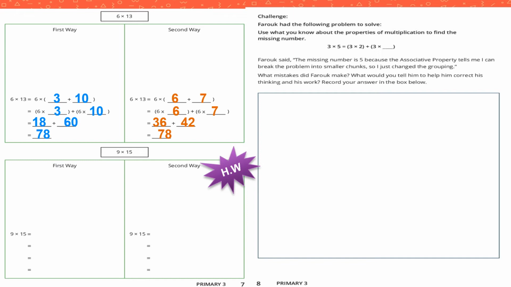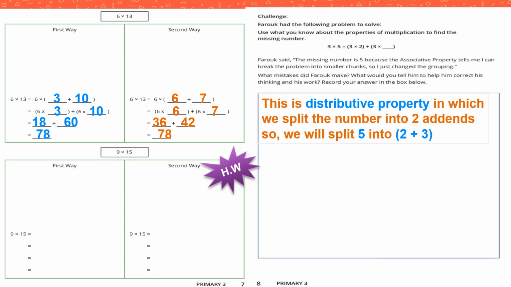This property is called what? Distributive property. So it's not associative property because I have two signs. This is distributive property, okay, in which we split the number into two addends. I split this 5 into 2 plus 3, okay?